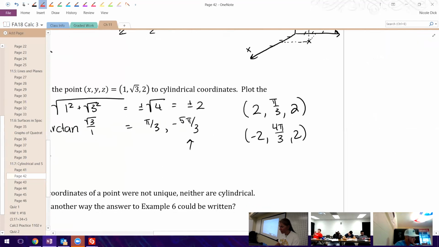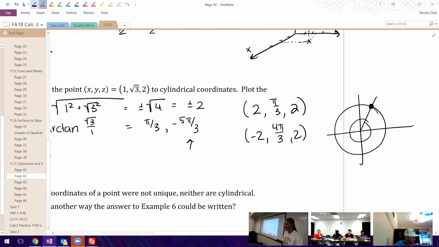Don't even worry about the z component right now. Just think about the r and the theta. If we have a radius of 2, let's draw circles. Pi over 3 is somewhere over here. So there's the point we're talking about. If we do 4 pi over 3, that would go 1, 2, 3, 4 pi over 3 is down here. But then our radius is negative, so we're going to go backwards. That still takes us to the same point there. Negative 5 pi over 3 is a normal spot, right?